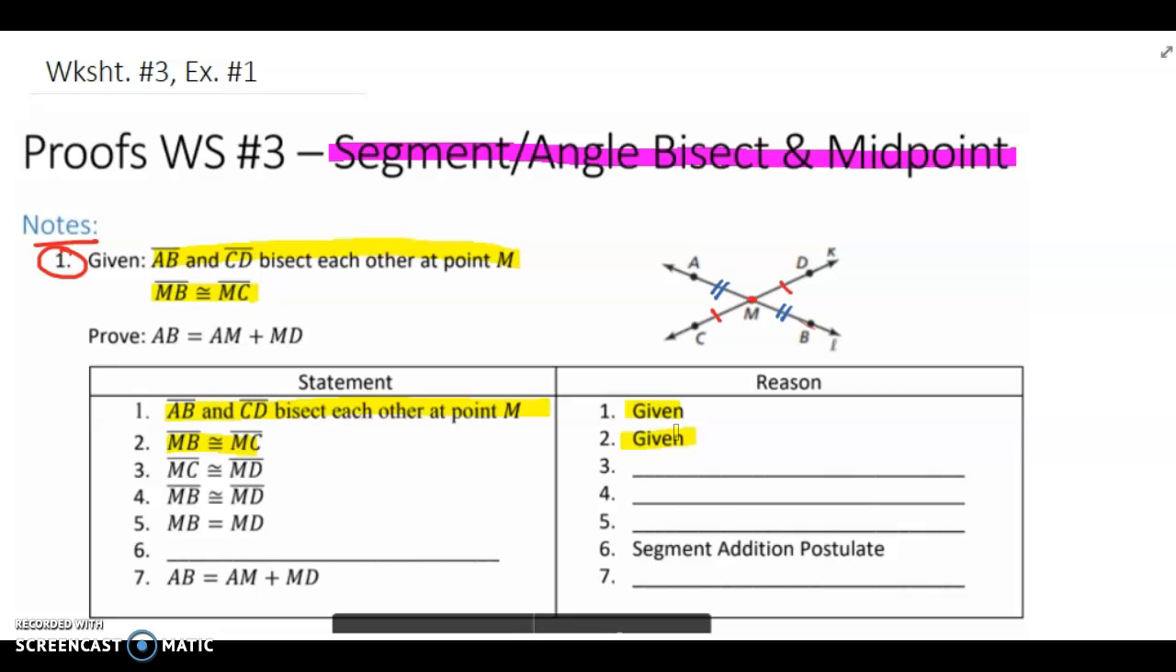All right, so like we had already talked about, MC is congruent to MD. Well, we know that because of the word bisect. So this would just be the definition of bisect.